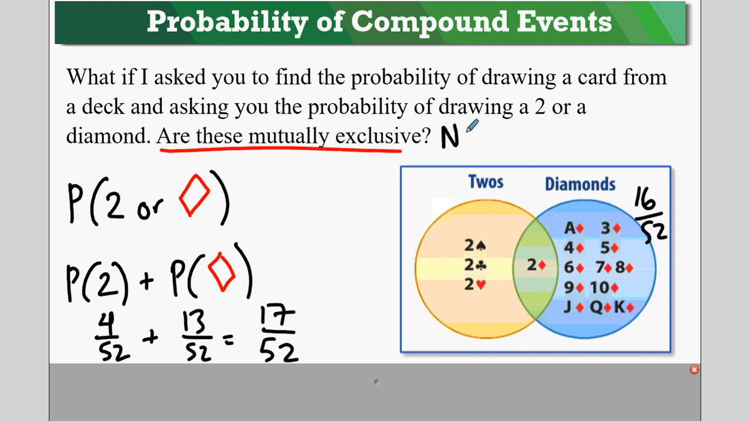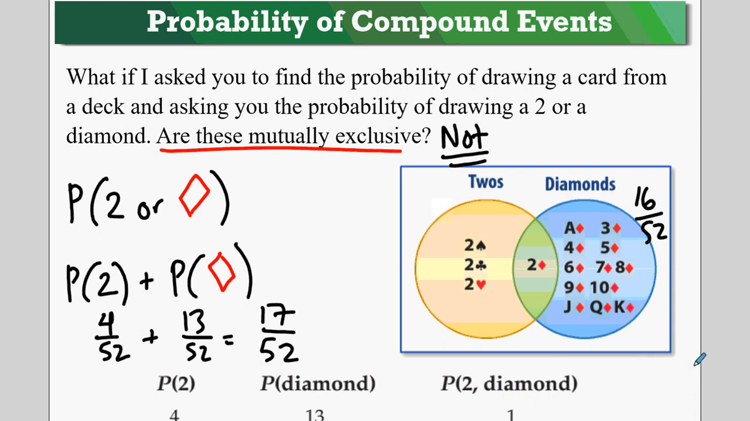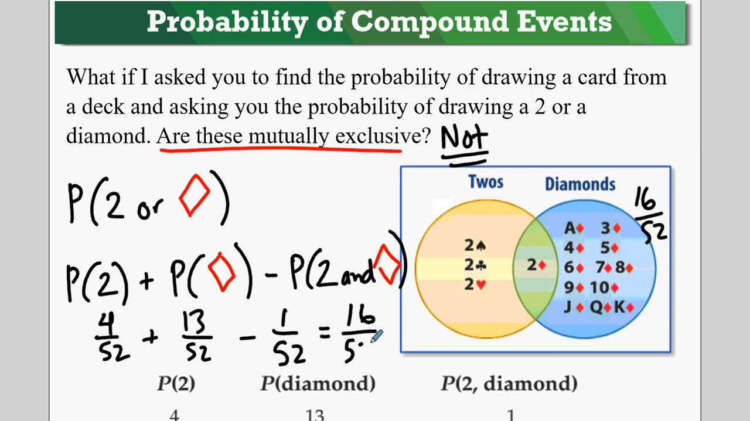These 2 events are not mutually exclusive. Since they are not mutually exclusive, we need to subtract off their overlap. That 2 of diamonds got counted twice. It got counted once as a 2 and once as a diamond. So I need to alter my calculation. If there is overlap, I need to subtract off the overlap because it got counted twice. I need to subtract off the probability of being a 2 and being a diamond. The 2 of diamonds got counted twice. And when I subtract it off, then I will get the correct answer.